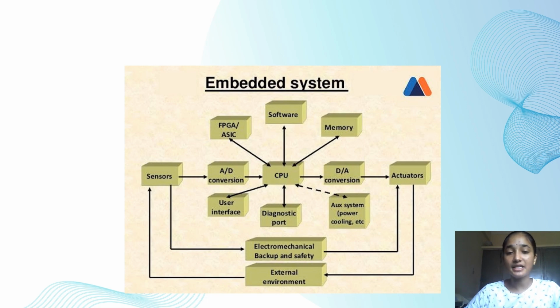This is the embedded systems organization. This means the CPU is the main part of this embedded system. The sensor, AD conversion, DA conversion and actuators are connected in series. Then FPGA and software memories also have input and output to the CPU, and sensors and actuators are directly connected by way of electrochemical backup and safety internal environment.